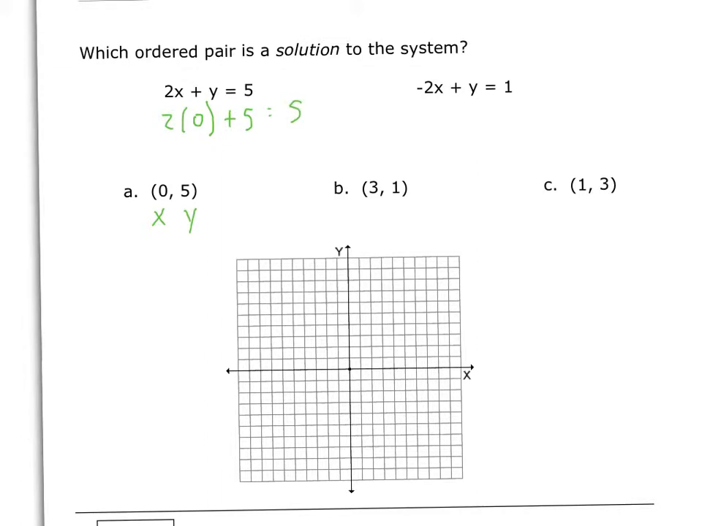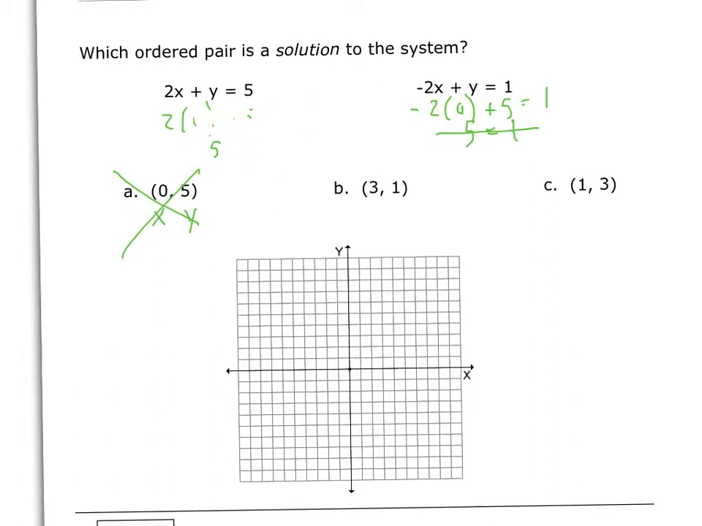So 2 times 0 is 0, which would lead us to believe that 5 equals 5. And that is true, but to make it work, you have to have it work for both equations. So let's try it on the other side. We have negative 2 times 0, add 5 to that, and that equals 1. Well, if negative 2 times 0 is 0, does 5 equal 1? Well, no, that does not work. So since that doesn't work, we know the whole thing doesn't work.